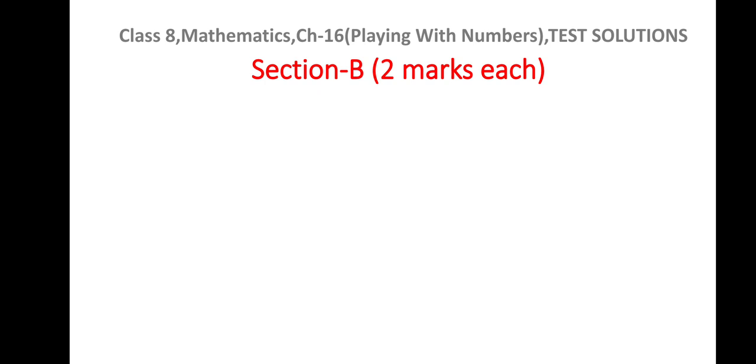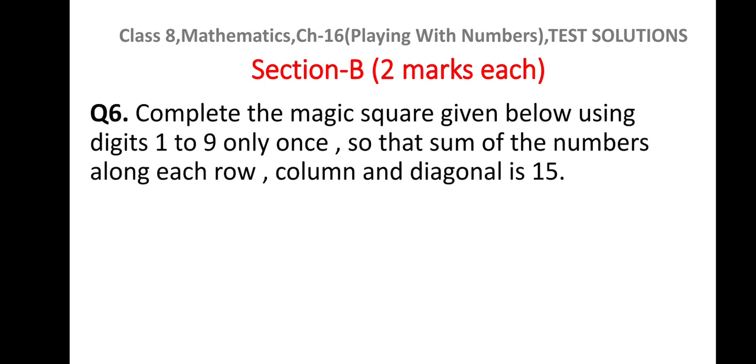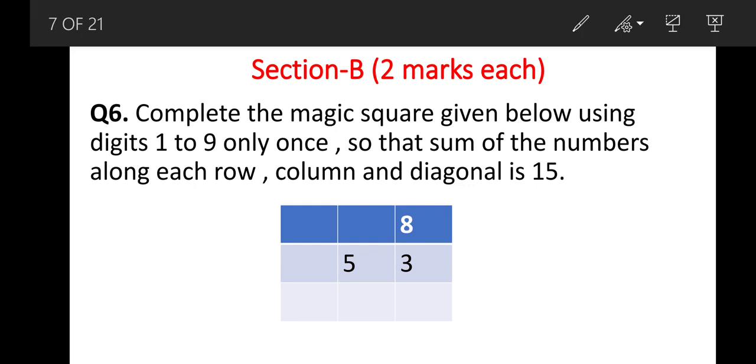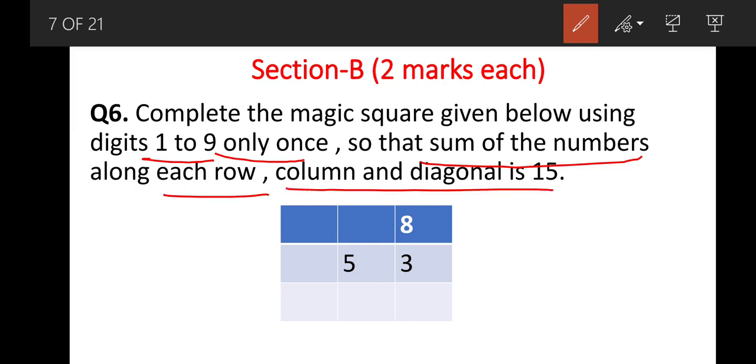Now coming to section B, 2 marks each. Question number 6 is: complete the magic square given below using the digits 1 to 9 only once so that the sum of the numbers along each row, column and diagonal is 15. So we have one condition: we can use the digits 1 to 9 only once, we cannot repeat the digits, and the sum of the numbers along each row, column and diagonal should be 15.